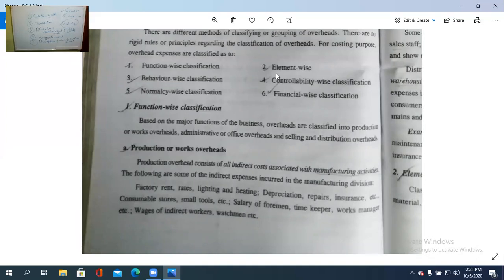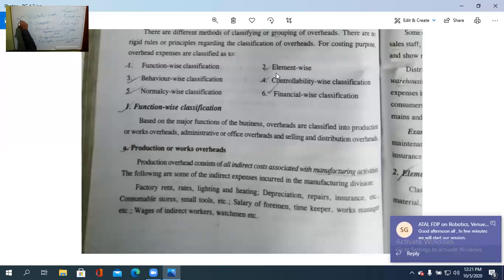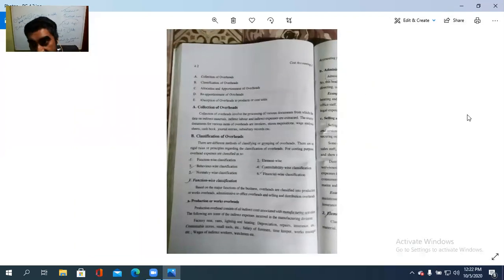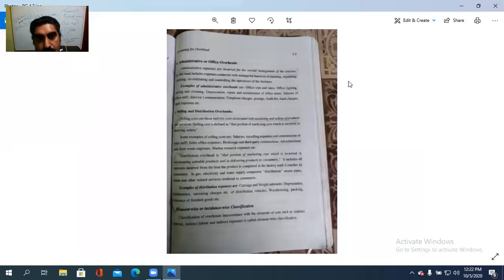Okay, that is which one? Production or works overhead. So the first point is production or works overhead under the classification. Another one, administration. From the name itself, what is that? Administrative expenses to be incurred. Selling and distribution: selling expenses as well as distribution expenses.